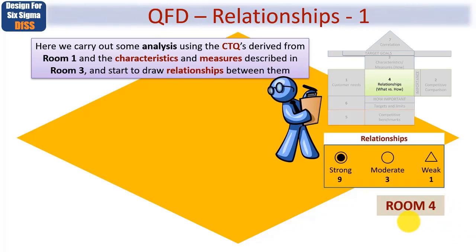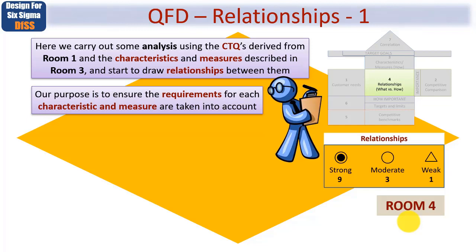So we're now in Room 4, and here Room 4 looks at the relationships. So it's here we carry out some analysis using those critical to quality metrics that were derived from Room 1, going on to use the characteristics and measures described in Room 3, and then start to draw relationships between them. So our purpose here is to ensure that the requirements for each characteristic and measure are taken into account.